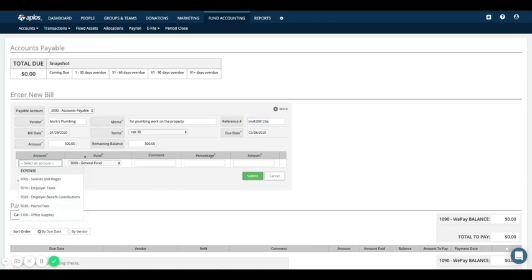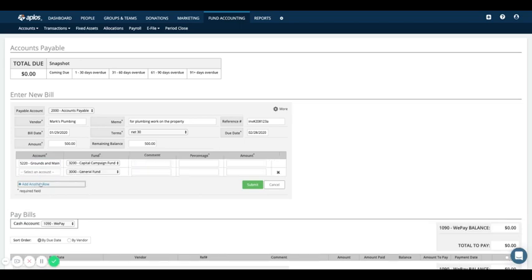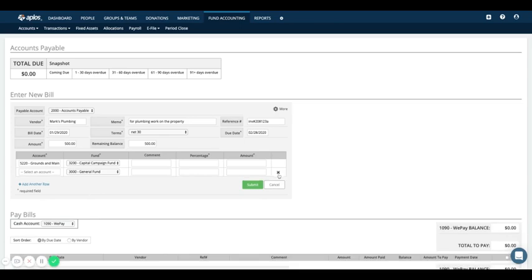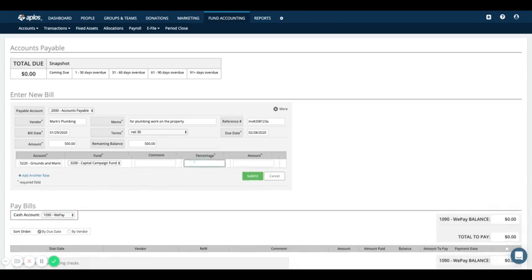Down here is where you're then saying, okay, this was for whatever. So I'm going to go down here and say this was for an expense account. My expense accounts are up here. I'm going to say, there we go, grounds and maintenance one. That's going to come out of my capital campaign. I can add in some sort of comment. And again, I can split this as many ways as I want. So if this 500 is split across multiple expense accounts or funds or tags, I can do that. Otherwise, I just leave it like this, and I'm going to say that's 100% of the bill, and then submit.